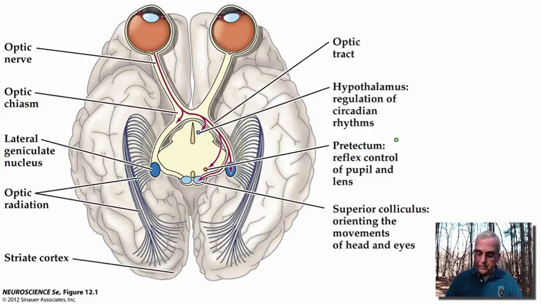Well, beyond the diencephalon, there are inputs from retinal ganglion cells to the midbrain, and this includes two structures, a region known as the pretectum, and then part of the tectum itself, the superior colliculus. So the superior colliculus we'll talk about in a later session when we talk about motor control, but this is involved in orienting the movements of the eyes and the head.